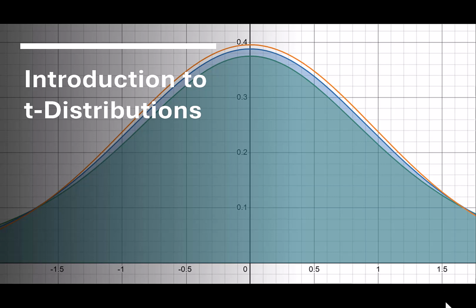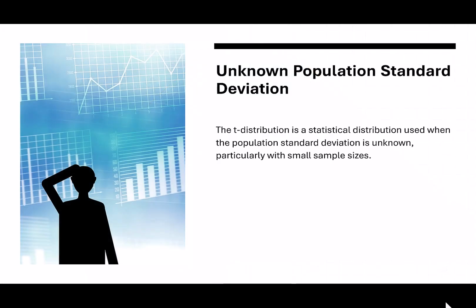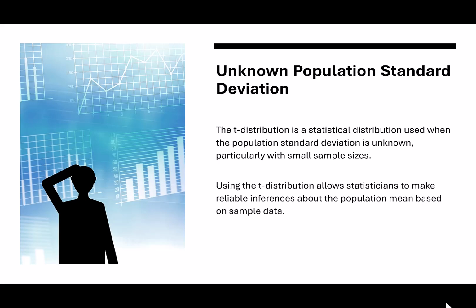Hi everybody, today we're going to do an introduction to t-distributions. The t-distribution is a statistical distribution used when the population standard deviation is unknown. That's particularly important when we have a small sample size. Using the t-distribution allows statisticians to make reliable inferences about the population mean based on sample data.